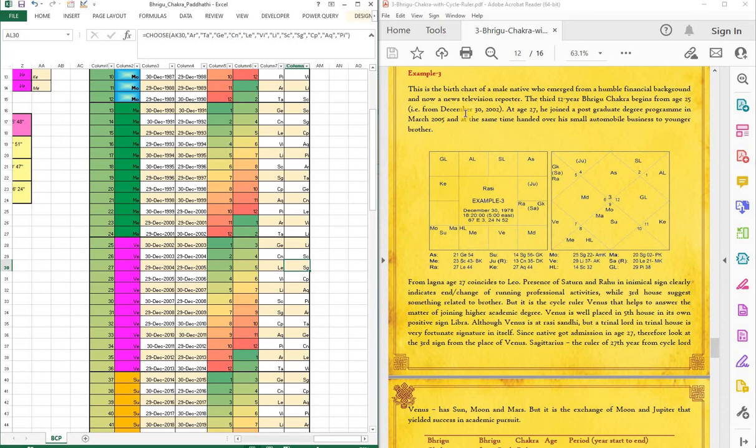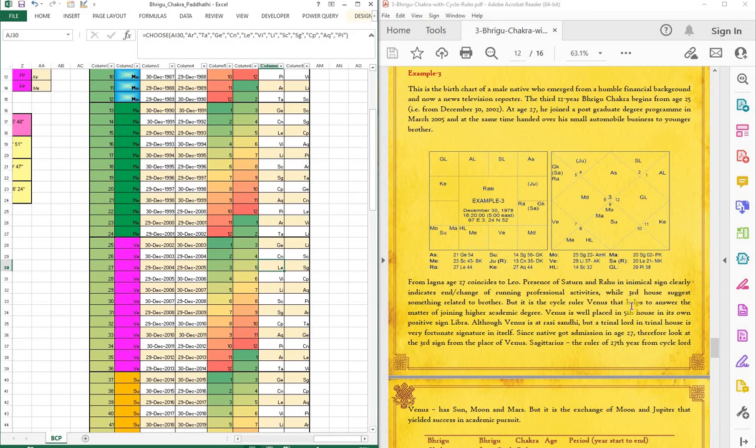He joined a postgraduate degree program in March 2005 and the same year handed over a small automobile business to a younger brother. So from Lagna, age 27 corresponds to Leo. So that's the Leo here. Presence of Saturn and Rahu. See, yes, Rahu and Saturn in Leo, his inimical sign, clearly indicates the end of running professional activities. While the third house suggests something related to brother, he handed it over to the brother.